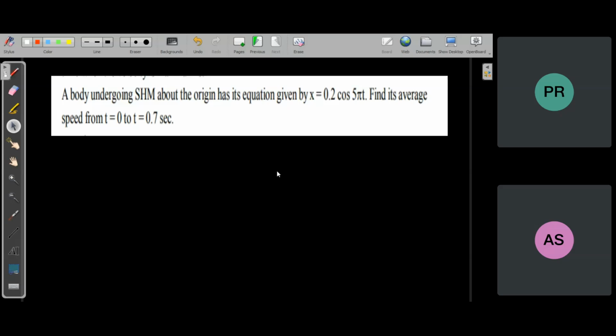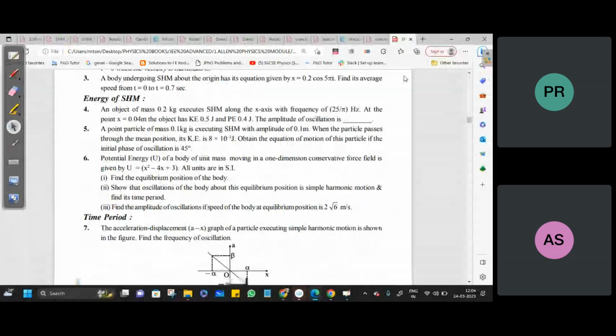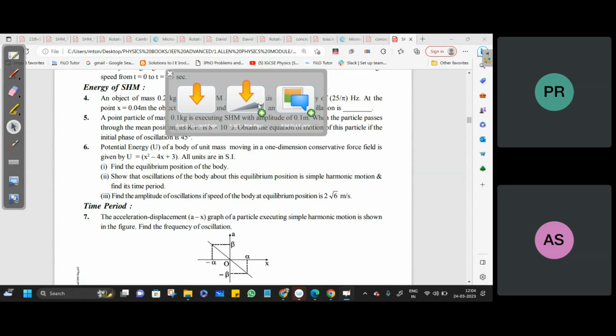Hello, sir. Yes. Sir, R is 2 meters per second. Average speed is 2 meters per second. So can you explain what you did? Yes, sir. Given the equation x equals 0.2 cos pi t. So you calculated displacement and then divided by the time. Yes, time. Okay, you can try this one.